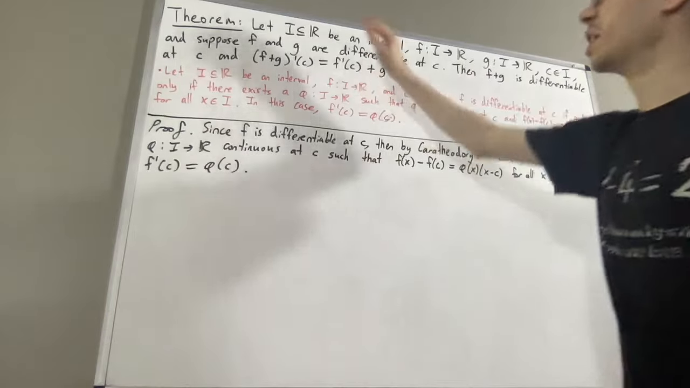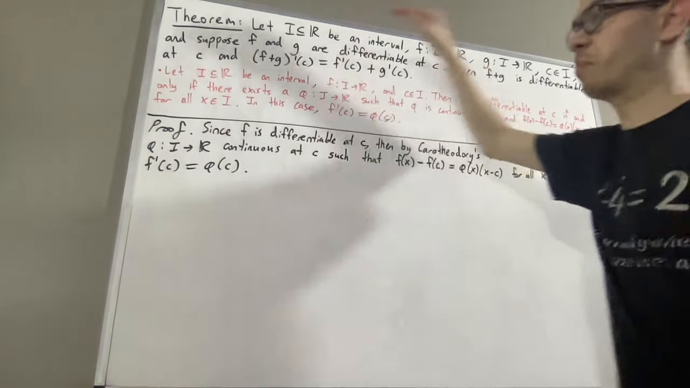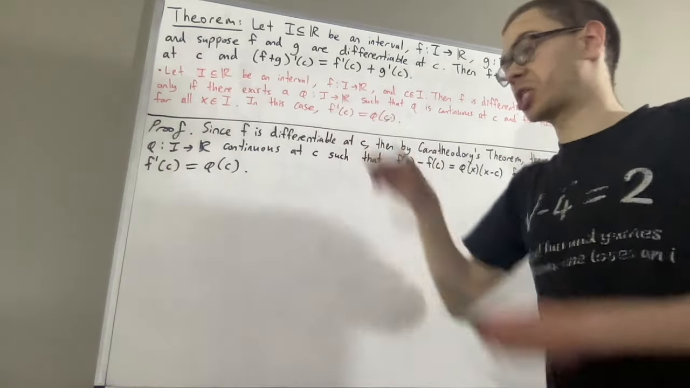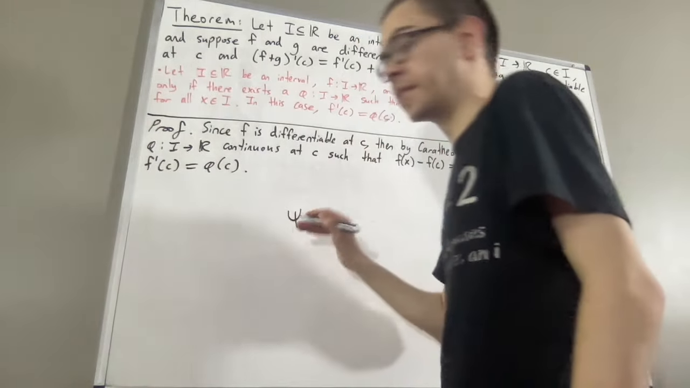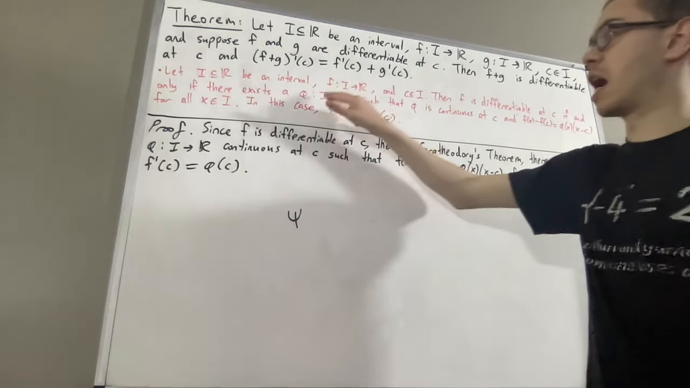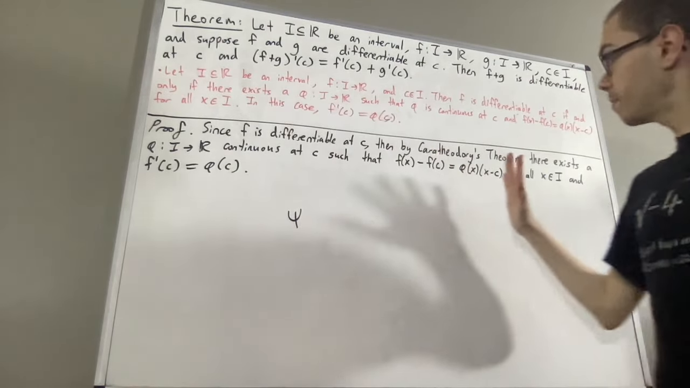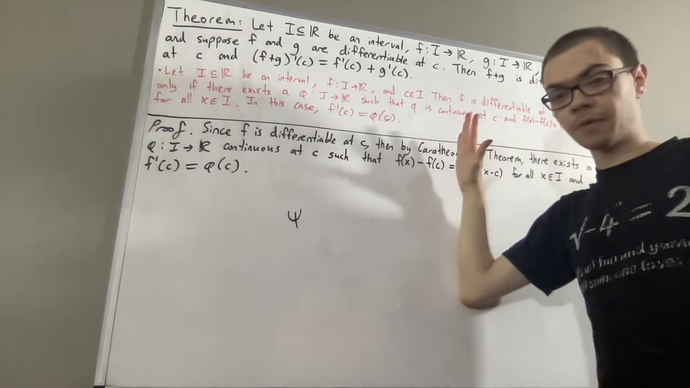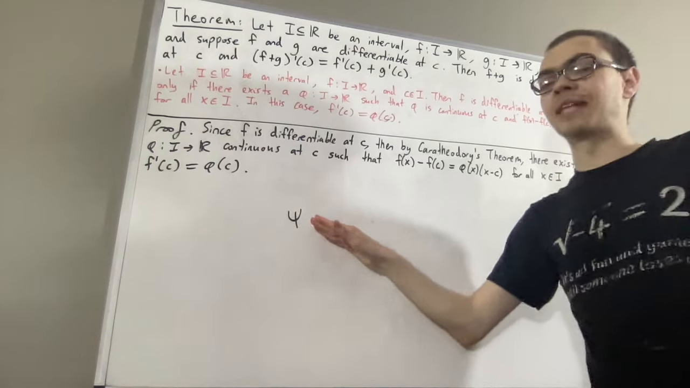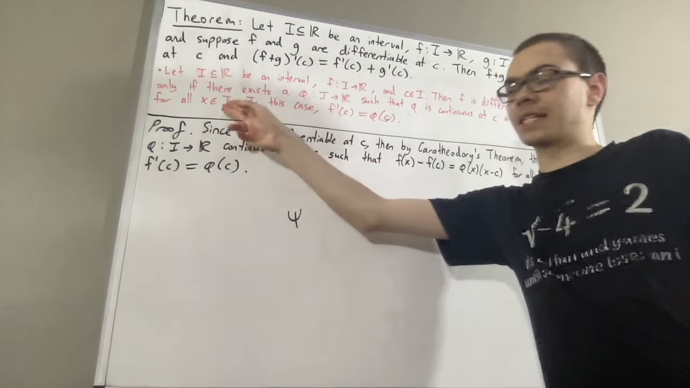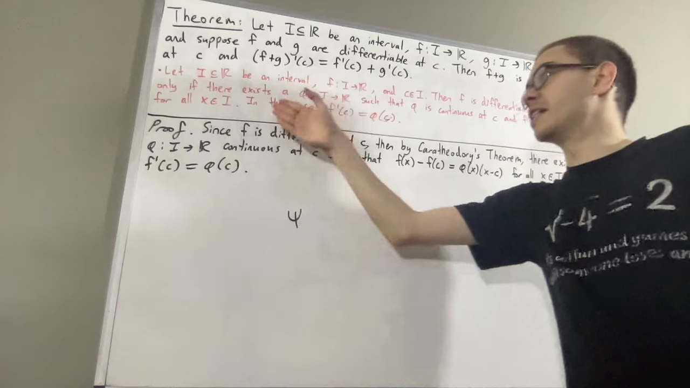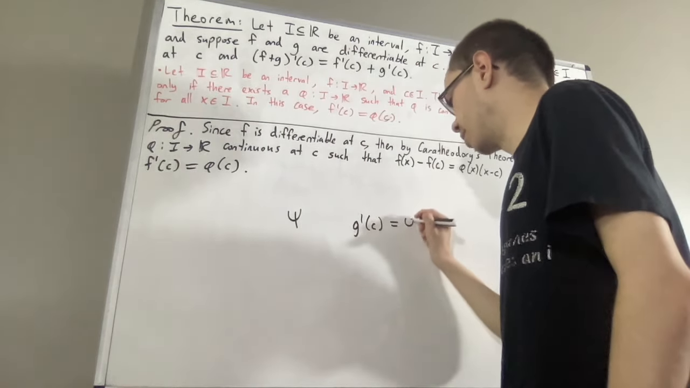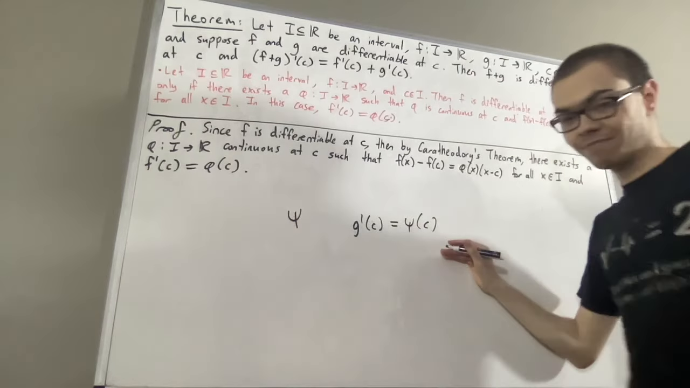Similarly, since g is differentiable at c, we apply Carathéodory's theorem again. It follows that there exists a function I will call psi from I to R that is continuous at c, and it has the property that g of x minus g of c is equal to psi of x times x minus c for all x in I. And in this case, the derivative of g at c is equal to psi of c.